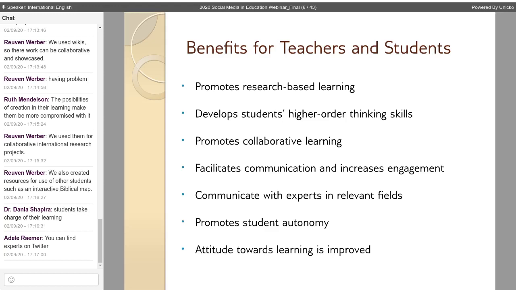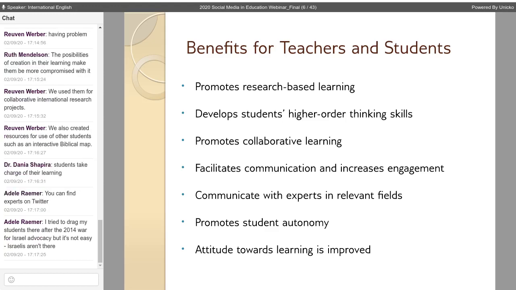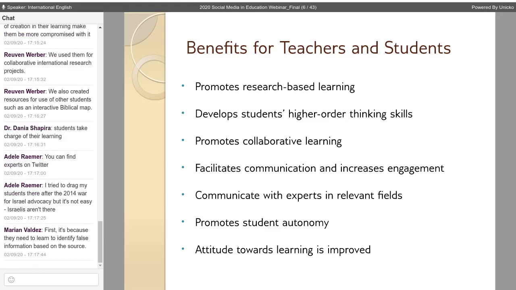Yes, Adele, that is correct. It's true. You can find experts on Twitter, absolutely. Using Twitter, you can find experts, and then you can contact them or tweet, or send questions to experts in various fields. So if you teach, let's say, history, you can contact researchers or people specializing in history, historians, asking them questions and collecting information.